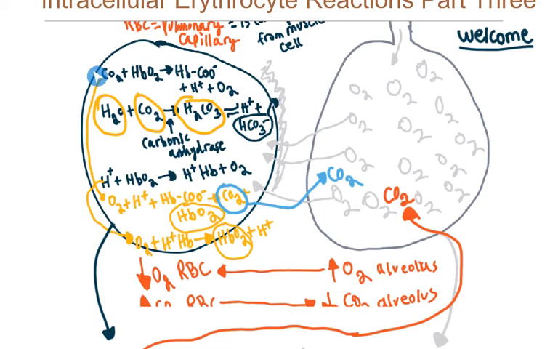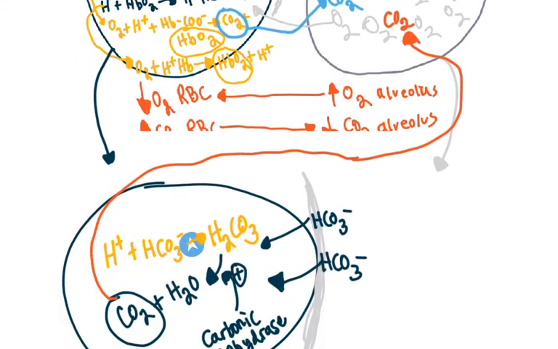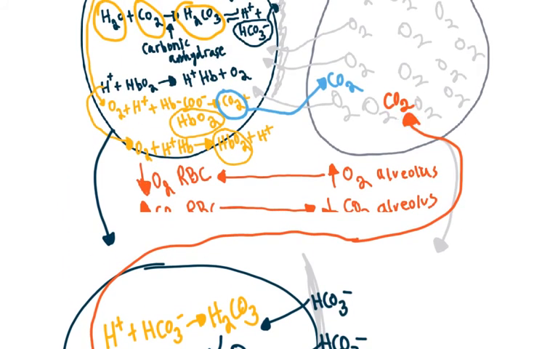Then we said the main way is that bicarb starts coming into the red blood cell because of all these free hydrogen cations. And then these hydrogen cations react with the bicarb, making carbonic acid. Then carbonic acid dissociates into water and CO2 via carbonic anhydrase. Then the CO2 also makes its way into the alveoli, right?